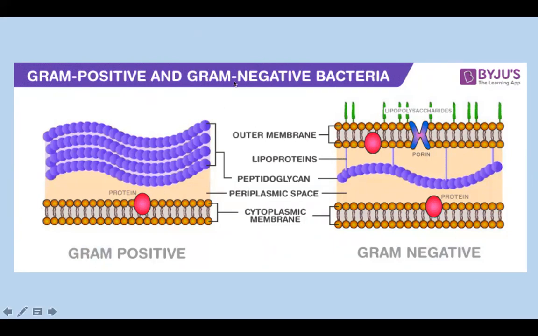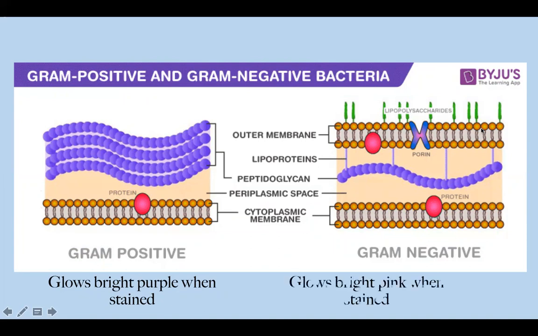That's why, when stained with the gram stain, the cell glows bright purple. In gram-negative bacteria, peptidoglycan is sandwiched between two layers of plasma membrane. The stain cannot easily access the peptidoglycan, which causes it to glow pink. Just remember that this is unique to bacteria.